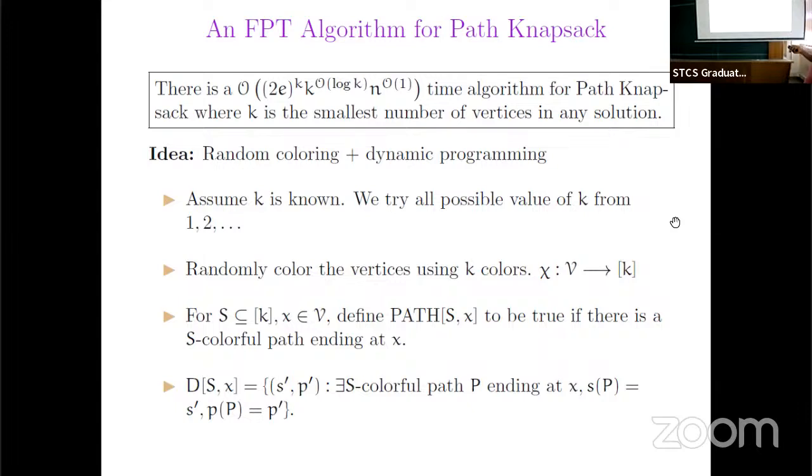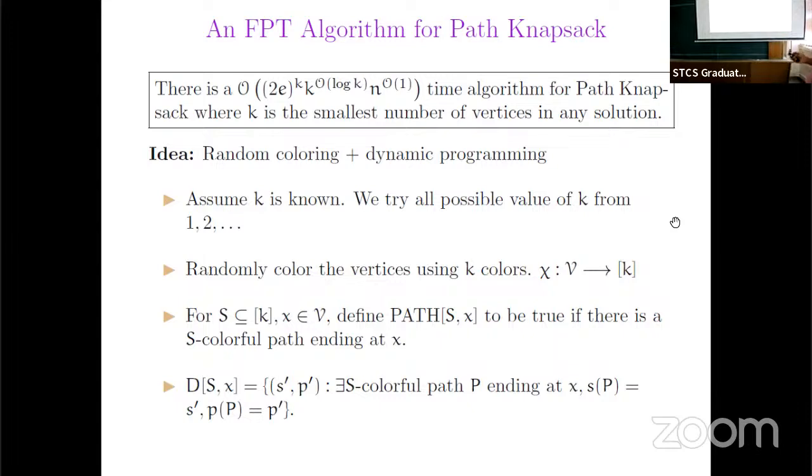And here D(S,X), here I am doing the knapsack business. For every S-colorful path ending at X, I am storing their size and profits. If there is none, then it will be an empty set.